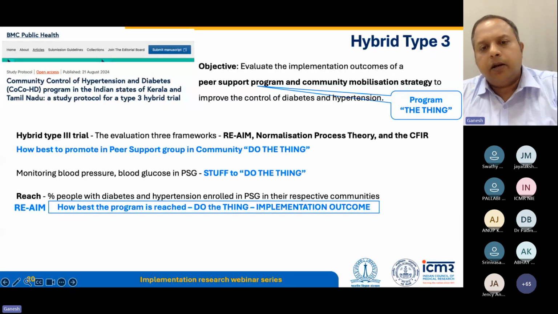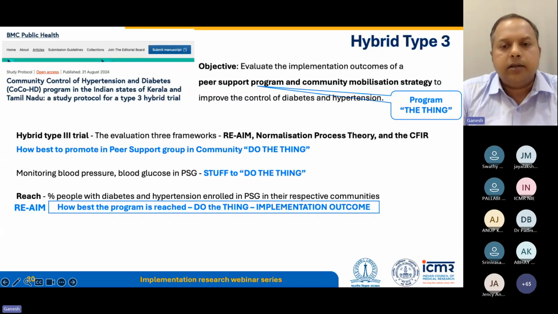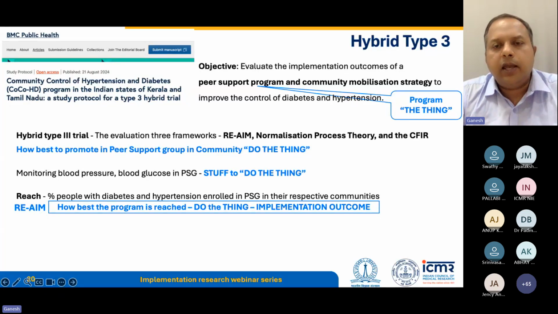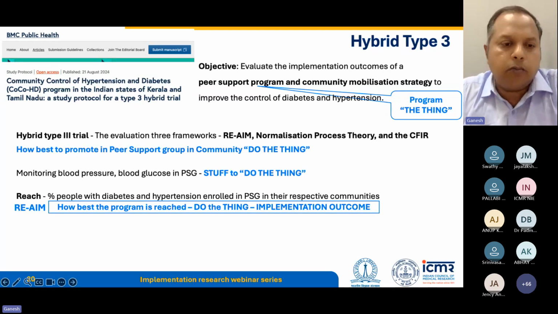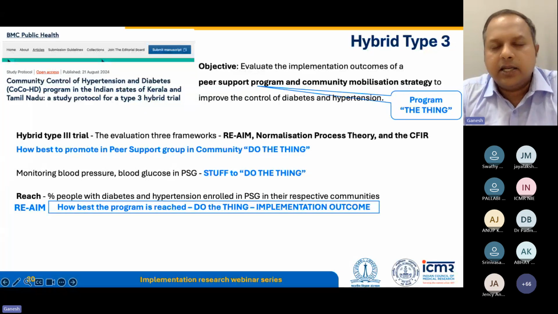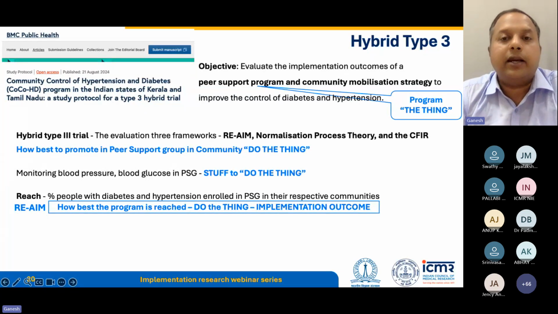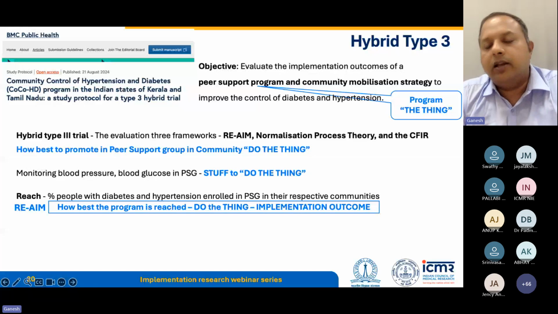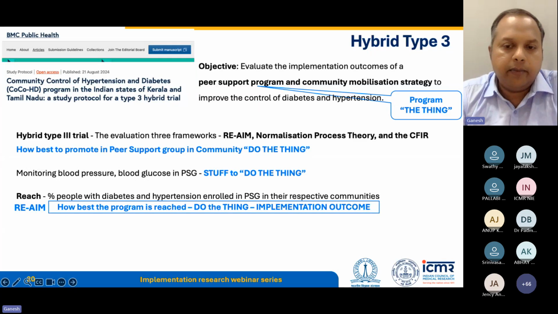I'll briefly touch upon the 2 important implementation research outcomes here. One of the outcomes, when we use the RE-AIM framework, is the REACH. The quantitative indicator, what we are trying to tell here, is the proportion of the people with diabetes and hypertension in the particular village enrolled in the peer support group program. And what we are trying to tell here is that reach is how best the program has reached to do the thing. And that is an implementation outcome.